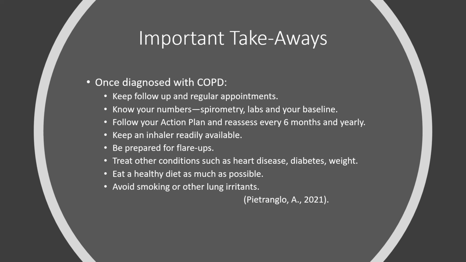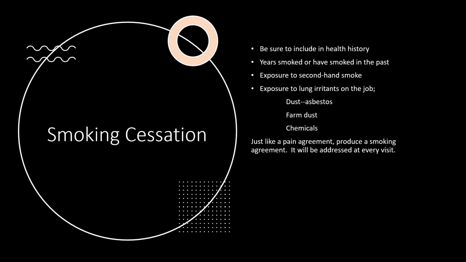Eat a healthy diet as much as possible. Avoid smoking or other lung irritants. That is going to be one of the biggest things to be able to do, especially for a person with COPD, is they can't be around that extra smoke type of thing. So smoking cessation for a person who is diagnosed with COPD is extremely important.